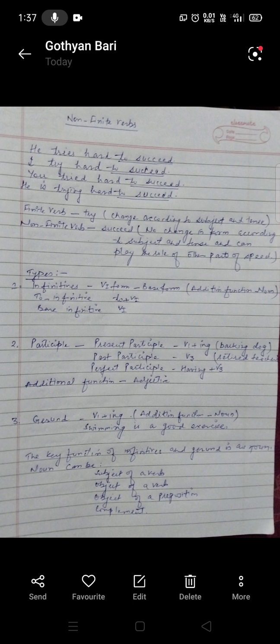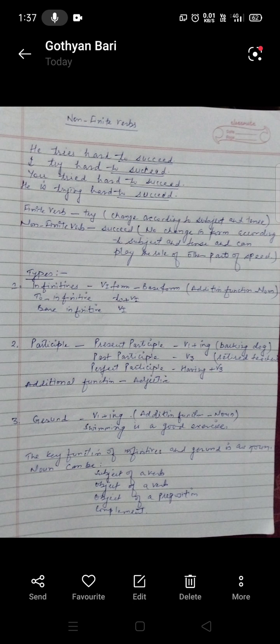A verb that changes its form according to the subject, meaning the number and person of the subject, and the time and tense, is a finite verb. A finite verb means a verb that is limited, or restricted, by the subject and the time or the tense in which it is used.